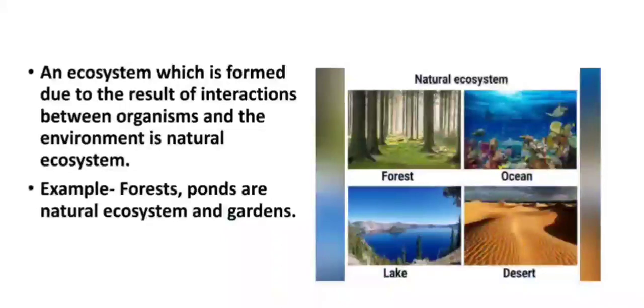Now an ecosystem which is formed as a result of interaction between the organisms and the environment is a natural ecosystem. For example, forests, ponds, gardens are natural ecosystems. Here you can see in this diagram forest, ocean, lake, desert, these are natural ecosystems.